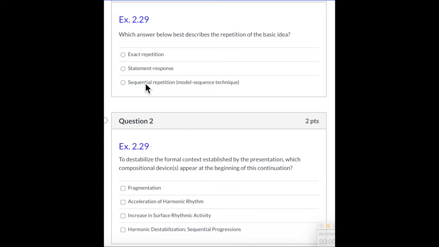Question number 2, fast forward to the continuation. What is happening at the beginning of the continuation? In a standard 8-measure sentence, this would be measures 5 and 6. Is it fragmentation? And careful, this term is a little bit misleading. By that it means that what is in measure 5 is going to be repeated in measure 6. And the recurrence can be some sort of variation, or it can be exact.